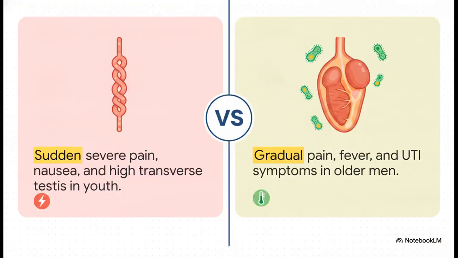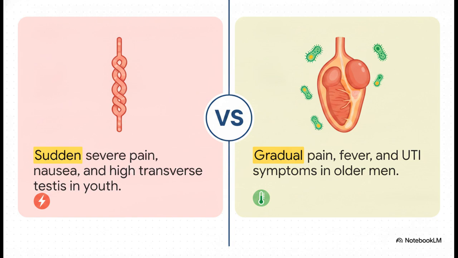Now check out this classic medical juxtaposition. Torsion hits suddenly, out of nowhere, usually in a teenager. You'll see a high-riding, horizontally lying testicle, and the poor kid is probably nauseous. Epididymo-orchitis, on the other hand, is an infection. It builds up gradually, typically in older guys, and brings along fevers and urinary symptoms. But listen to me carefully here. In the real world, it's notoriously tricky to tell these two apart. So the golden rule is, if you are in any doubt, assume it's torsion and explore it surgically.